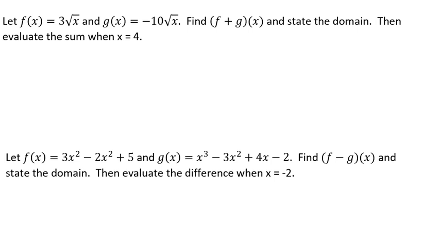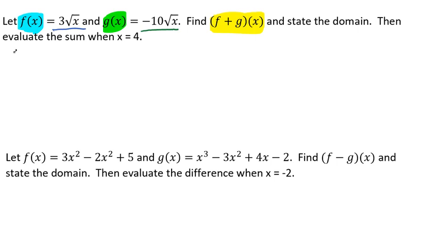Here we have let f of x equal 3 times the square root of x. So that will be our f of x. And we have our g of x equals negative 10 times the square root of x. It wants us to find the addition of f plus g of x, and then it's asking us to state the domain and then evaluate the sum when x equals 4.